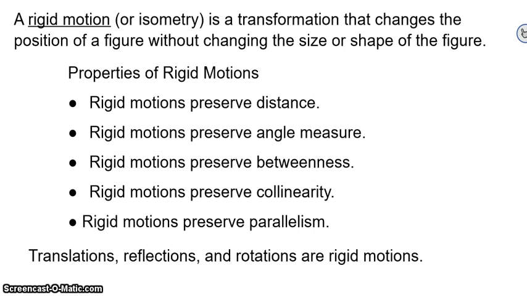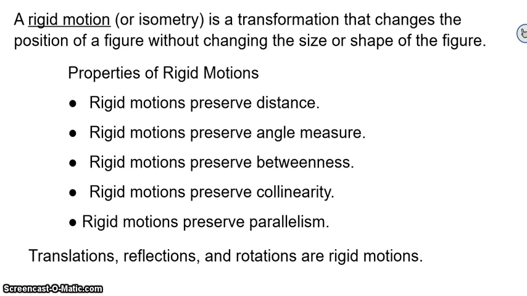There are other types of rigid motion besides translations. Those are called transformations. They change the position of a figure, but they don't change the size or the shape of the figure. The properties of rigid motion: Rigid motion preserves distance. Rigid motions preserve angle measure. Rigid motions preserve betweenness. Rigid motions preserve collinearity. And rigid motions preserve parallelism.